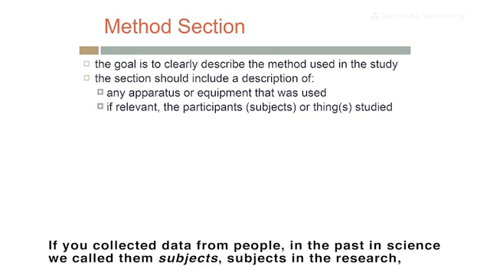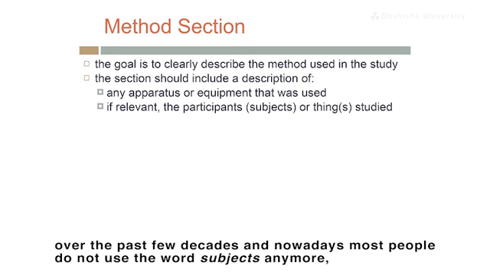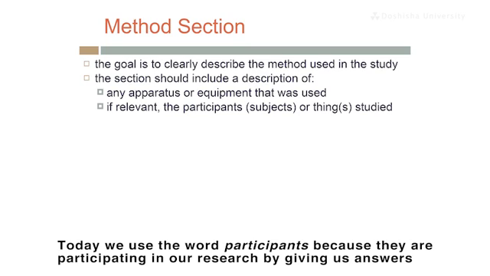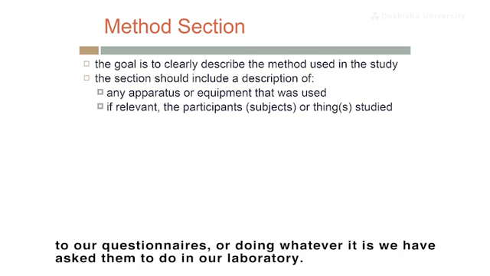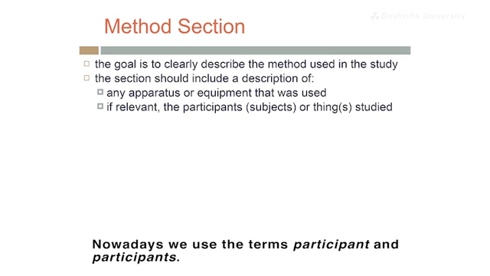What did you use in your research? Now, if you collected data from people, in the past in science, we called them subjects in the research. So there were 100 subjects in my research. That wording, though, has changed over the past few decades, and nowadays most people do not use the word subjects anymore, but you will see it if you read a lot of scientific research. Today we use the word participants because they are participating in our research by giving us answers to our questionnaires or doing whatever it is we've asked them to do in our laboratory. So they are participants in the research. So nowadays we use the term participant and participants.